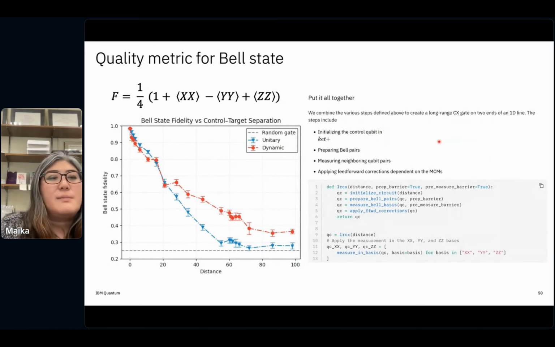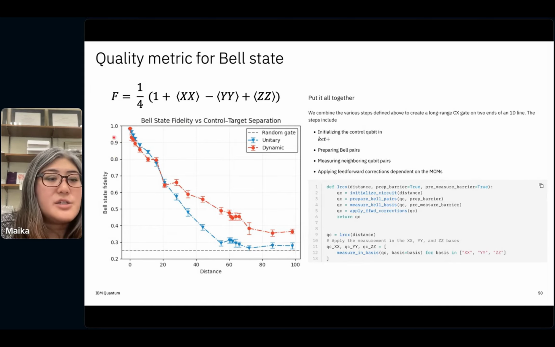But first, I want to talk about the quality metric for the Bell state. So I chose the fidelity of the Bell state to be this form. The circuit that I described earlier is just: initialize the control qubit, prepare the Bell pair, measure neighbor qubit pairs, and apply the feed-forward correction. So you just apply these steps, and then before the final measurement, you apply gates to measure either X, X, Y, Y, or Z, Z. So for one distance, I run 3 circuits and get the fidelity for each point.